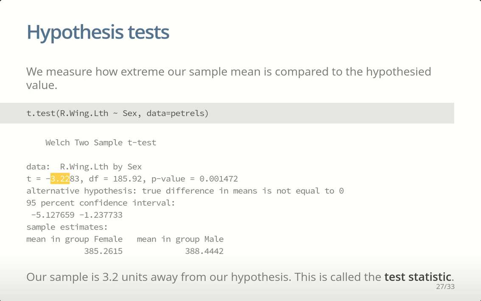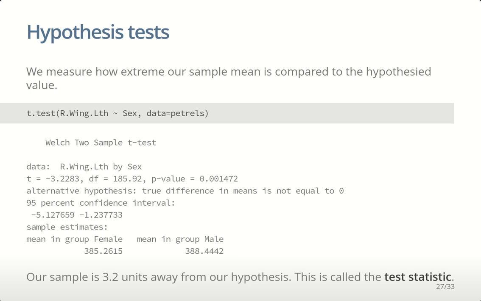So the test statistic is basically just how many standard deviations you are away from the hypothesis. The p-value then tells us how likely that is to occur. This is a very small p-value, 0.001, so that's less than 1%.